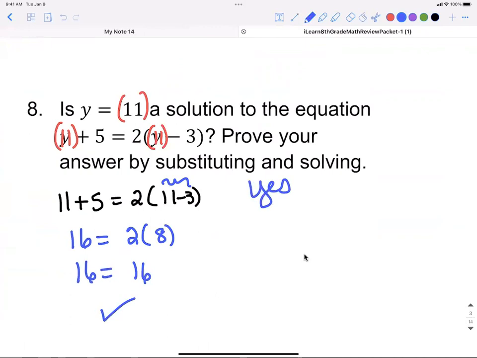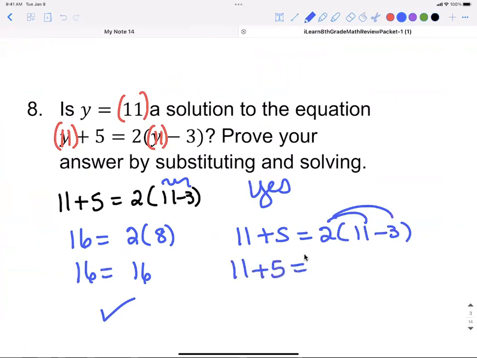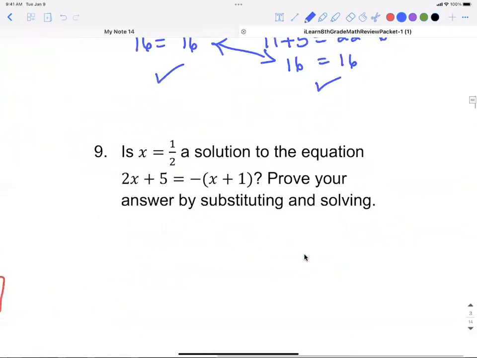Now, if you had gotten to this point right here, 11 plus 5 equals 2, 11 minus 3. If you wanted to distribute first, I'll show you, you can. Either way works. 2 times 11 is 22. 2 times negative 3 is negative 6. 11 plus 5 is 16. 22 minus 6 is also 16. So notice you get the exact same answer either way. Okay, so whichever way works for you. If they're like terms in the parentheses, it's usually easier to combine inside the parentheses first, but either way works.